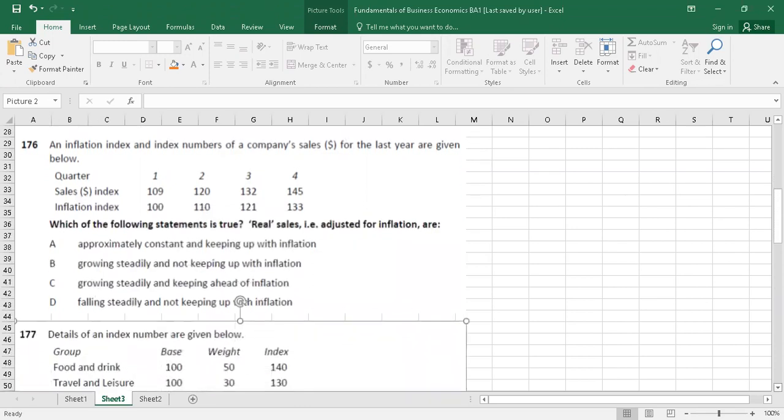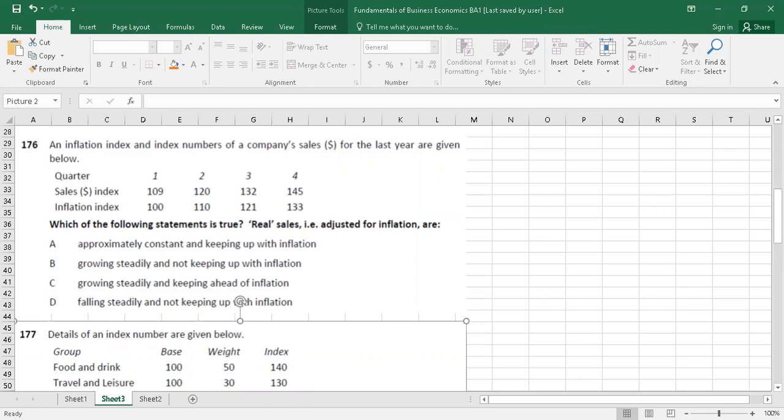Question 176 says an inflation index and index numbers of a company's sales for the last year are given below. We have quarters 1, 2, 3, 4. Sales index and inflation index are given. Which of the following statements is true? Real sales, that is, adjusted for inflation, are approximately constant and keeping up with inflation, growing steadily and not keeping up with inflation, growing steadily and keeping ahead of inflation, or falling steadily and not keeping up with inflation.